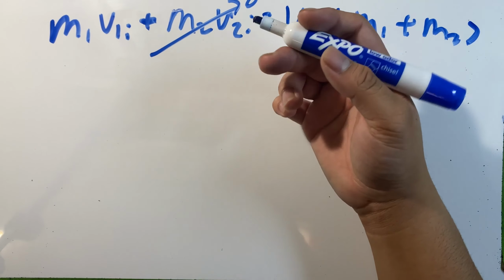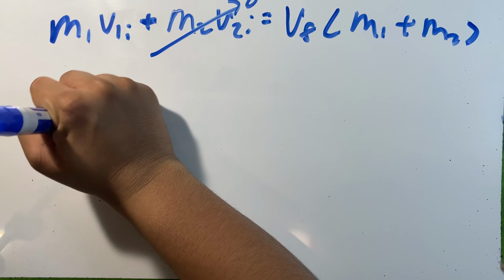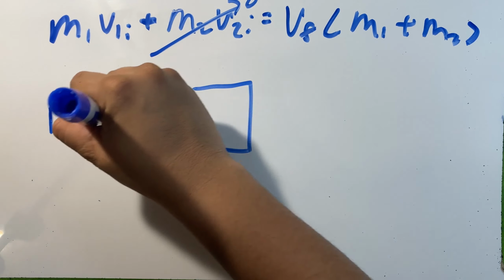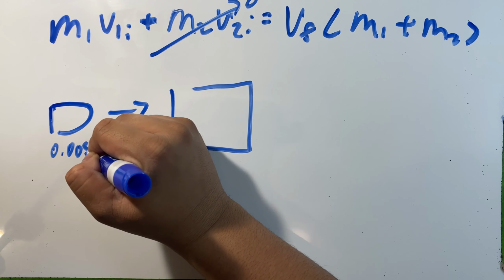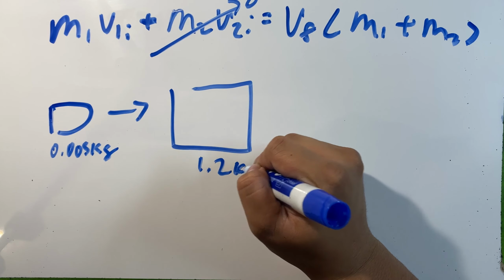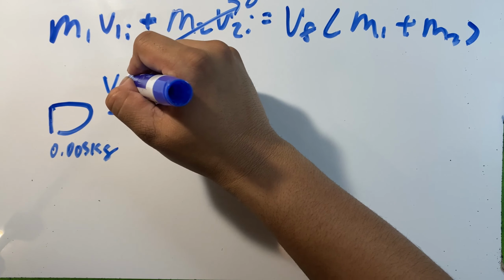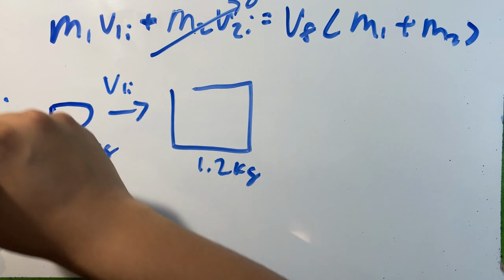So let's use this. Here we have the bullet and here we have the block. It's moving, and this is going to be 0.005 kilograms, and this is going to be 1.2 kilograms. And it's moving at some initial velocity. And this is the initial state.